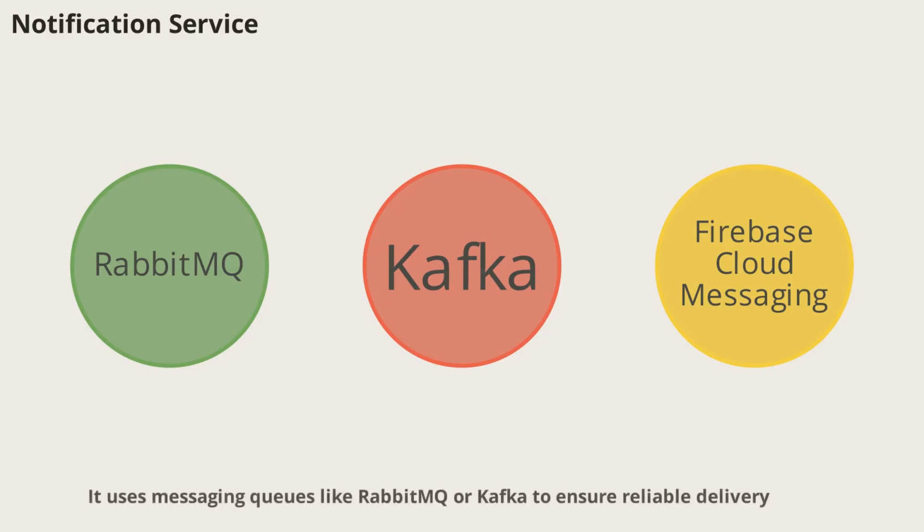It uses messaging queues like RabbitMQ or Kafka to ensure reliable delivery. Push notifications are sent via Firebase Cloud Messaging (FCM), providing real-time alerts directly to users' devices. This service is essential for maintaining engagement and keeping users connected to the platform.